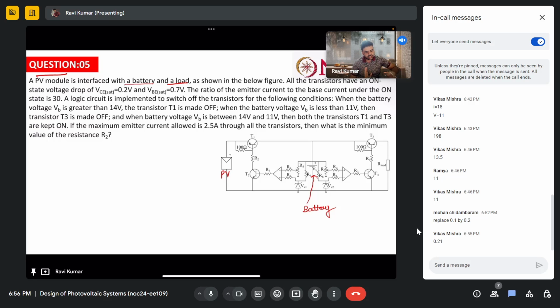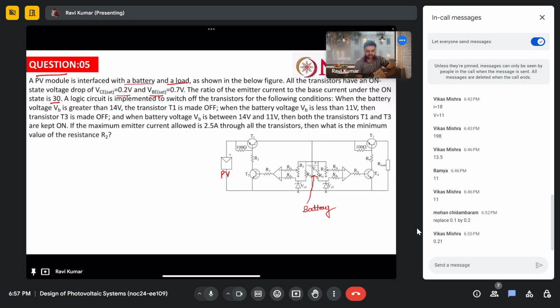All the transistors have an on-state voltage drop of 0.2 volt, VCE and VBE. It is like base, emitter and collector, so this is between collector and emitter, and this is between base and emitter. The ratio of the emitter current to the base current under the on state is 30. It is already given.